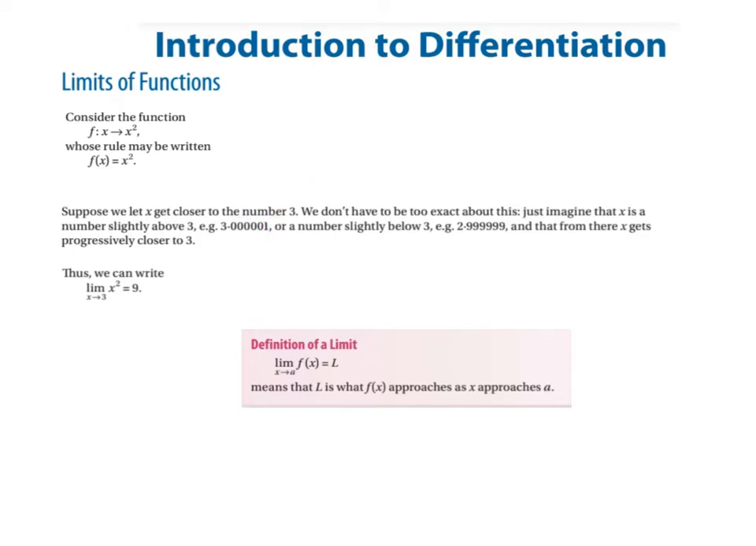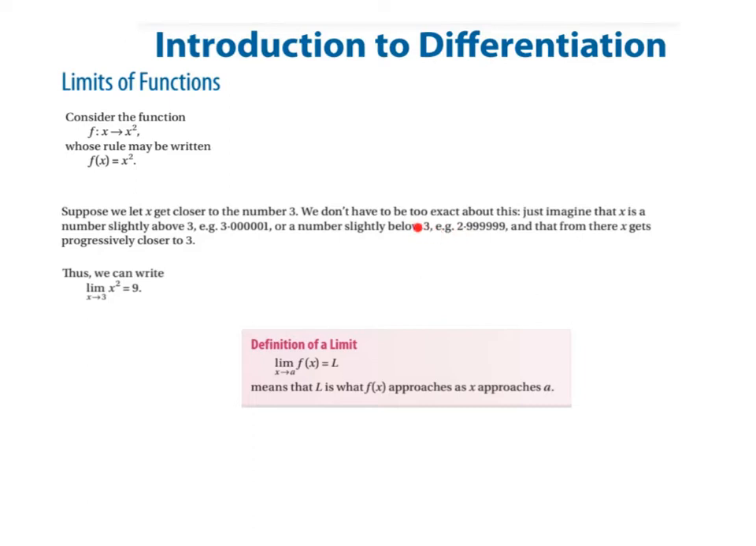Now suppose that x gets closer to the number 3. The same sort of idea. And again, we don't have to be too exact about this. We just want to imagine x is a number slightly above 3, for example 3.0000001, or a number slightly below 3, 2.9999999. Take this first one. If I square 3.0000001, I'm going to be slightly above an answer of 9. If I do this one here, 2.9999999, then I'm going to be slightly under the value of 9, which is what 3 squared actually is.